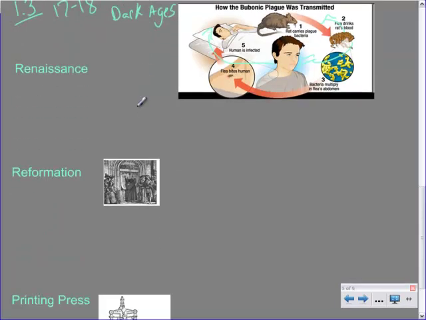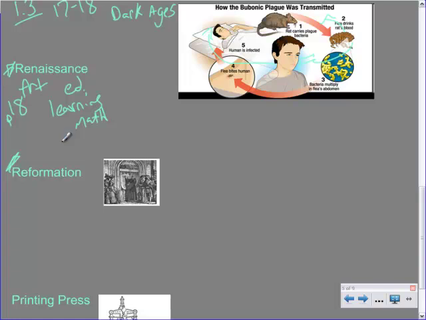But these two things down here, the next things on your study guide, the Renaissance and the Reformation, basically bring Europe out of the Dark Ages. The Renaissance focused on art, education, learning, science, math, all this kind of stuff. For the Renaissance, you're going to be looking at page 18 for what you need to know.